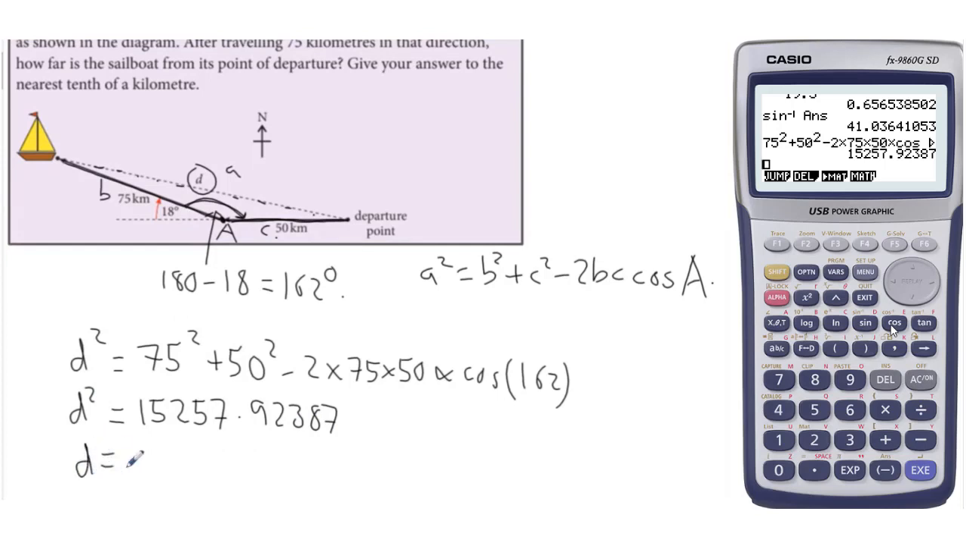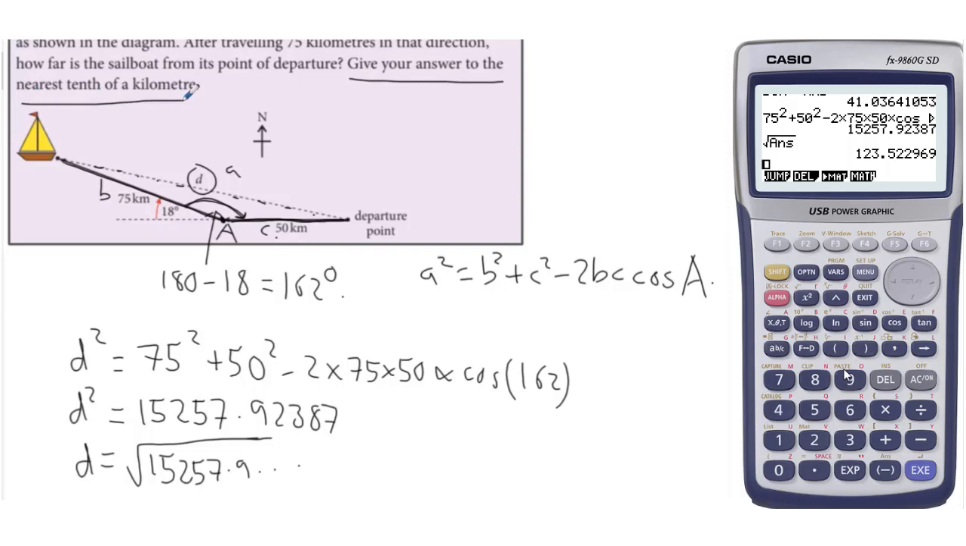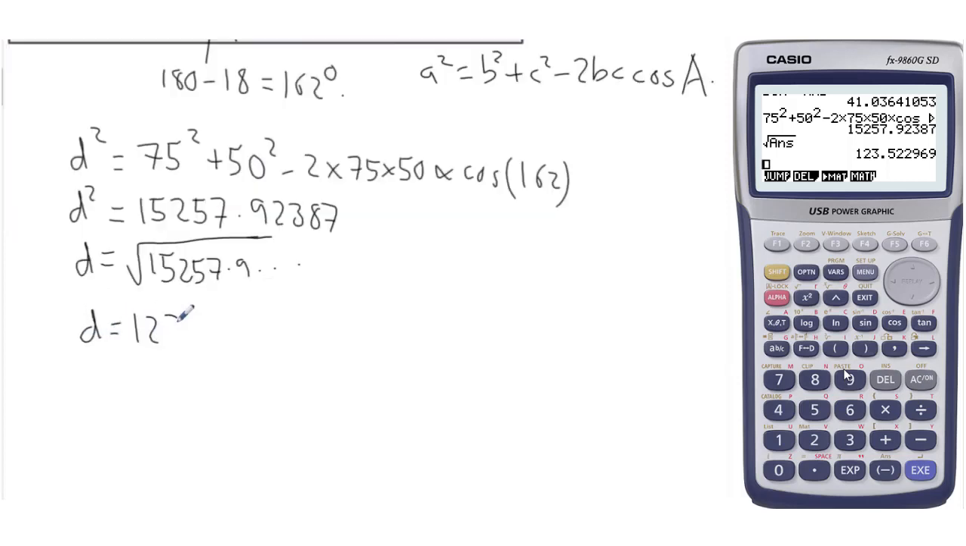So D is going to be the square root of this 15257.9. So on your calculator, it's just square root ANS equals, and that is 123.5. And it tells us to give this to the nearest tenth of a kilometer, so to one decimal place, that is 123.5. So D equals 123.5 kilometers.